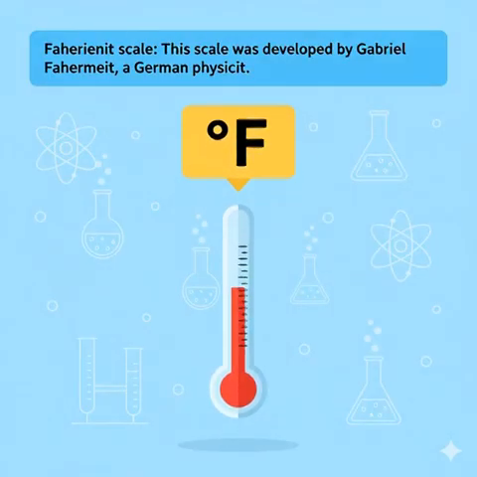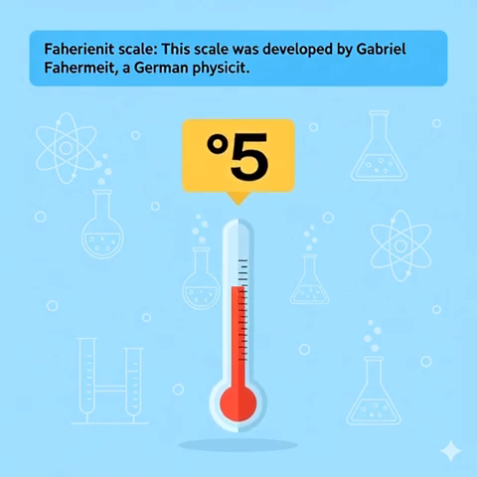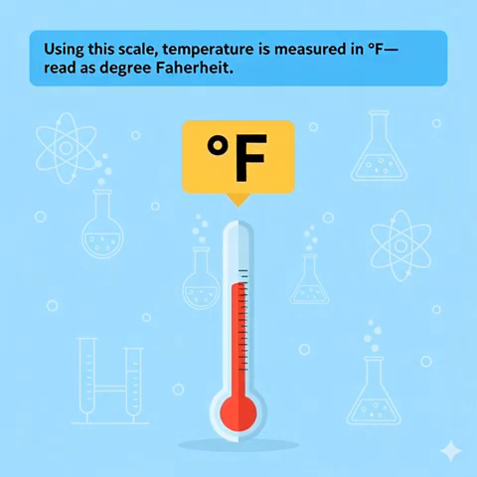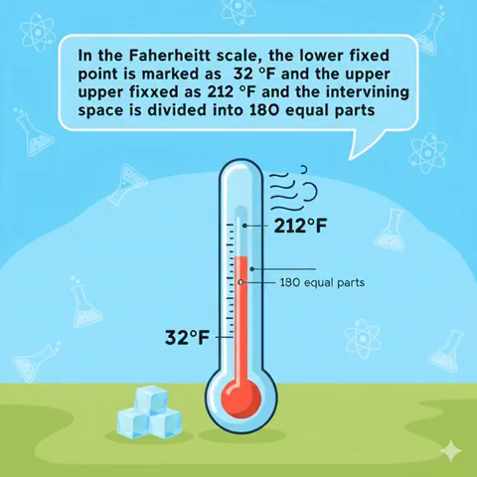Fahrenheit scale. This scale was developed by Gabriel Fahrenheit, a German physicist. Using this scale, temperature is measured in °F, read as degrees Fahrenheit. In the Fahrenheit scale, the lower fixed point is marked as 32 degrees Fahrenheit and the upper fixed point as 212 degrees Fahrenheit, and the intervening space is divided into 180 equal parts.